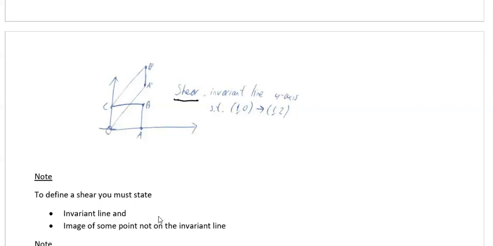You need to state what's called the invariant line. So the invariant line in this case is the y-axis. The invariant line is a line which stays fixed. You also have to state one point that you know moves, so it can't be on your invariant line. So I've just used A.